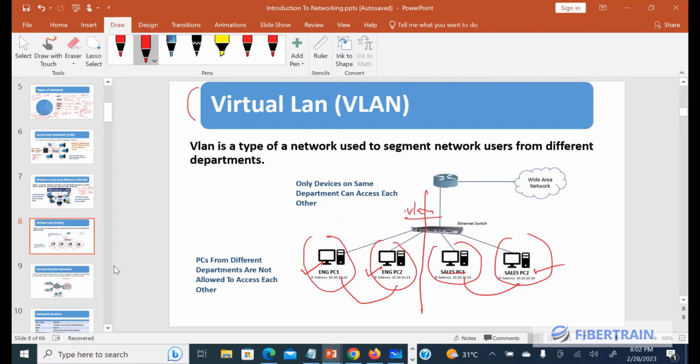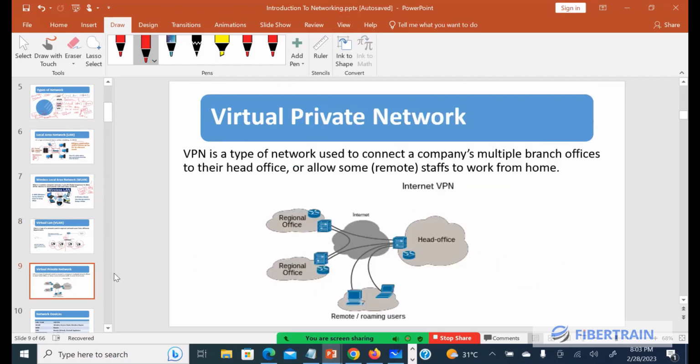So devices or PCs from different departments are no longer allowed to access each other. That is what VLAN is all about. And then the other type of network we talked about was virtual private network. We said here is the head office, and here are regional branch offices, and people here will be allowed to access resources in the head office over the public internet.